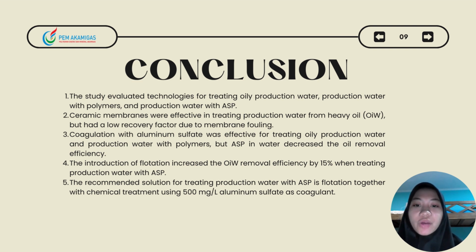The introduction of flotation increased the oil removal efficiency of production water from heavy oil by 50% when treating production water with ASP. The recommended solution for treating production water with ASP is flotation together with chemical treatment using 500 milligrams per liter of aluminum sulfate as coagulant. For further trials, it is recommended to optimize the result, including different coagulants and temperature tests.